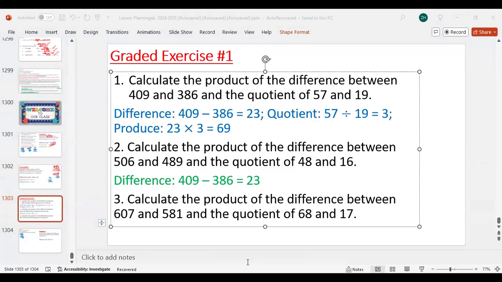Petit, you spelled product wrong. You put produce. I did put produce. Oh, wow. All right.